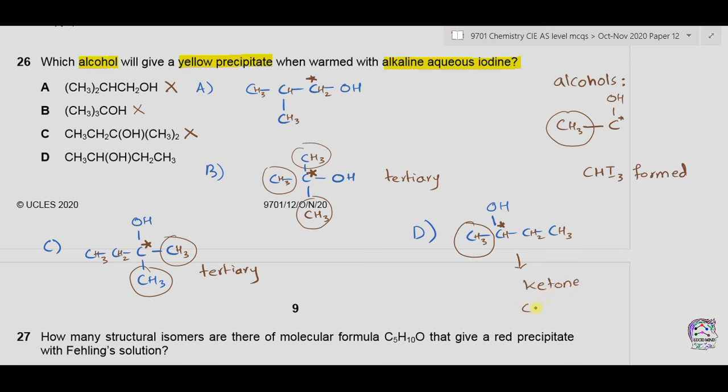And ketone having methyl group directly attached with the carbonyl carbon gives positive result with alkaline aqueous iodine. So D could be correct option. So therefore answer is D.